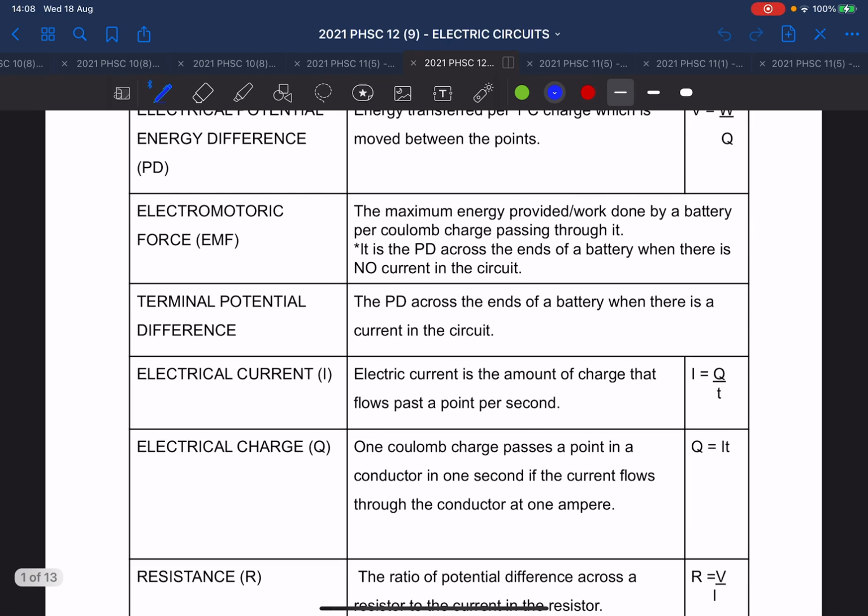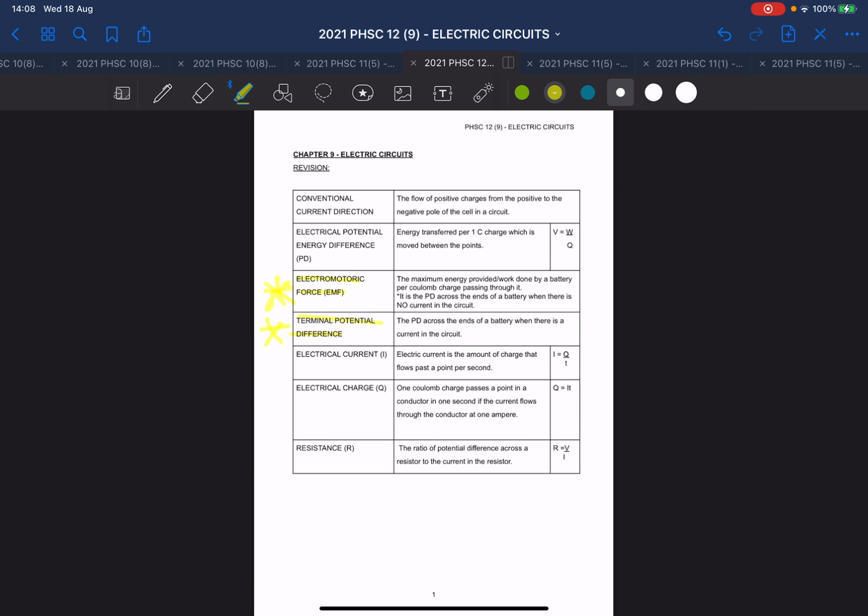I explained to you the difference between electromotive force and terminal potential difference. Yes, you made a picture there at the bottom. I said those are the two important definitions to know of the first page. The rest is not that important for grade 12, but the rest of the definitions you must find in your exam guidelines, especially the new ones that I handed out yesterday.